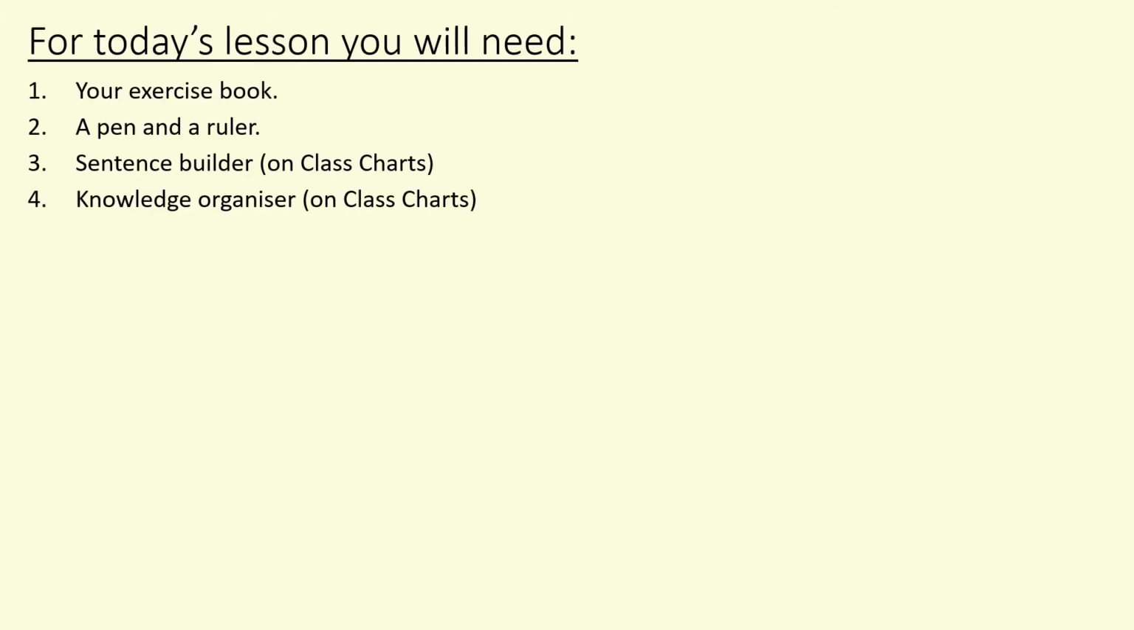Here's a list of the equipment you need for today's lesson. You need your French exercise book, a pen and a ruler, your sentence builder which is on class charts. It would be fantastic if you could print this off and stick it in your book as well. And your knowledge organiser, which is on class charts, which you should have from lesson 1 and may have stuck in your book already. Pause to get all of this ready now and press play when you're ready to continue.